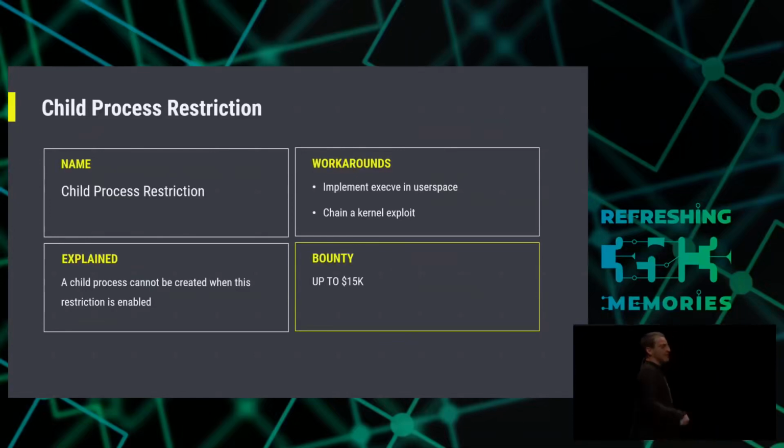So child process restriction is a really, really cool mitigation, because it's very, very simple. It's one bit in the process that forbids the process to create children as sub-processes. That's it. It's really cool, because it kills a lot of different exploits and makes, of course, the life way more difficult.